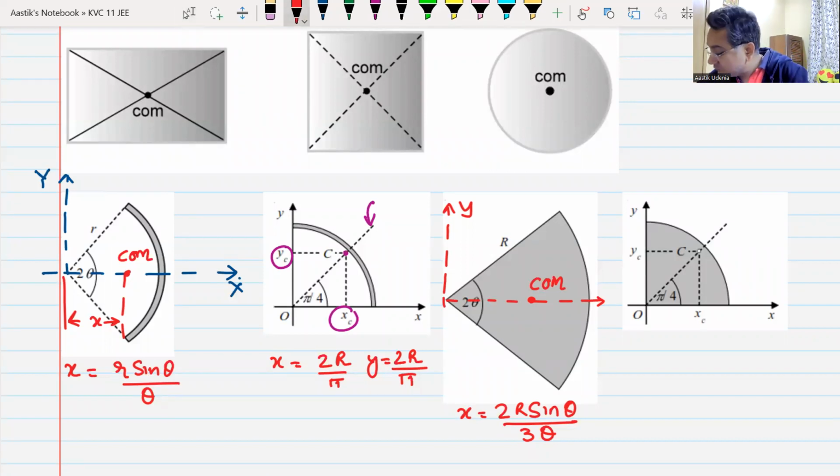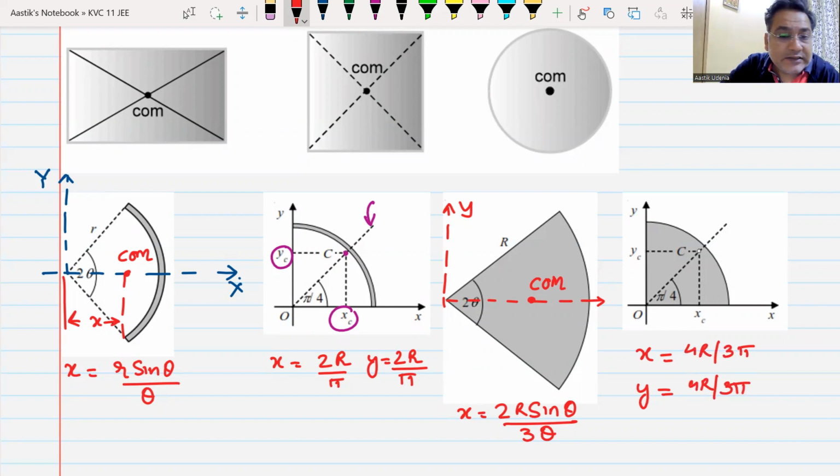X is equals to 2r by 3 pi, sir. Take a deep breath and then give the answer again. Deep breath is important. Deep breathing. Yes, try again. Four r by three pi will be x, and four r by three pi would be y. These are the answers for this one. I hope you can understand how this has come. Do we understand how this has come?